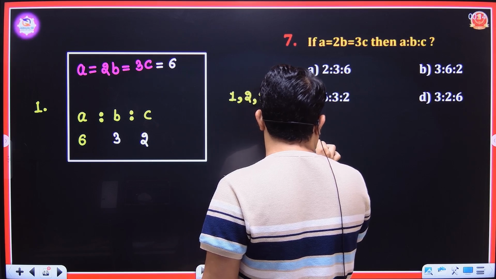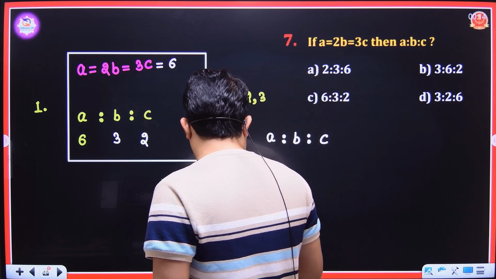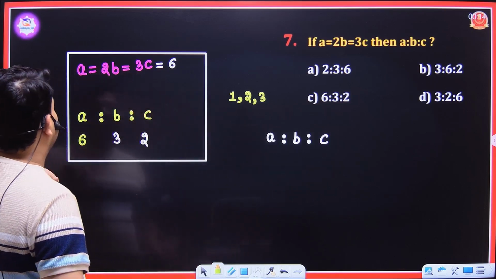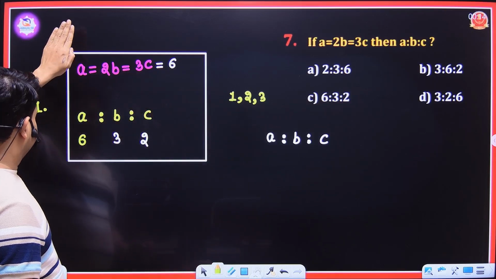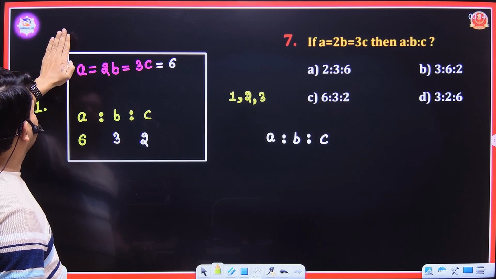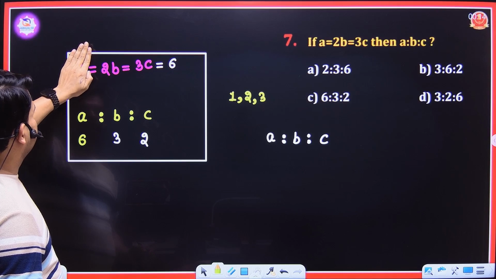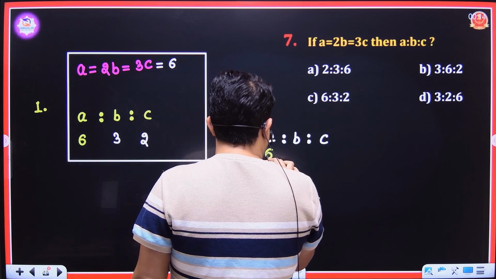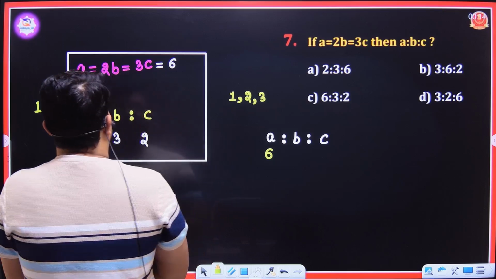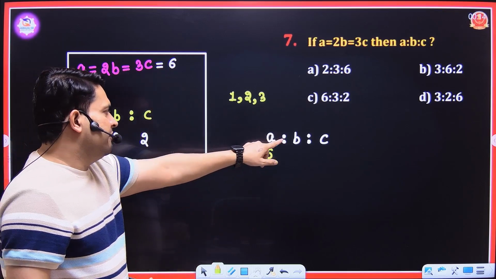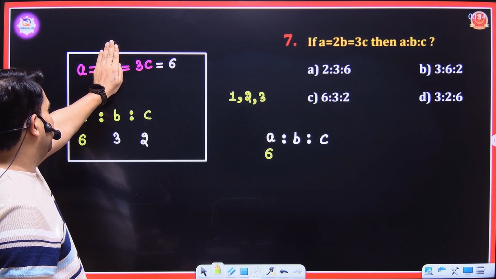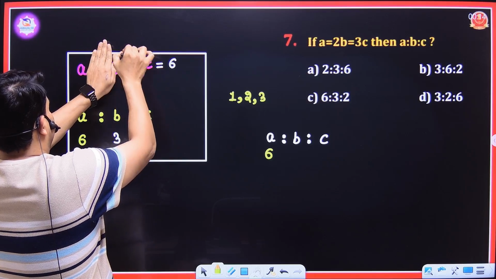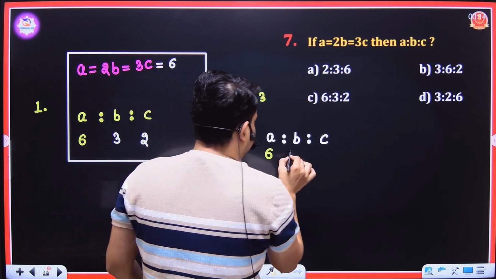A ratio B ratio C. If you have to write A, then you will hide the coefficient of A. Then we have 3 times 2, which is 6. If we want to write B, then we will hide it. Then we have 3 here and 1 here, because the coefficient of A is 1 here. We have 3 here, 1 here, and 3 times 1 is 3.